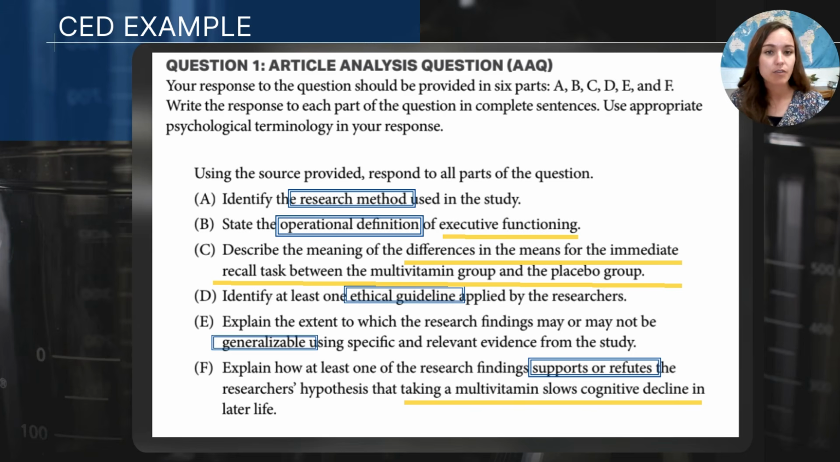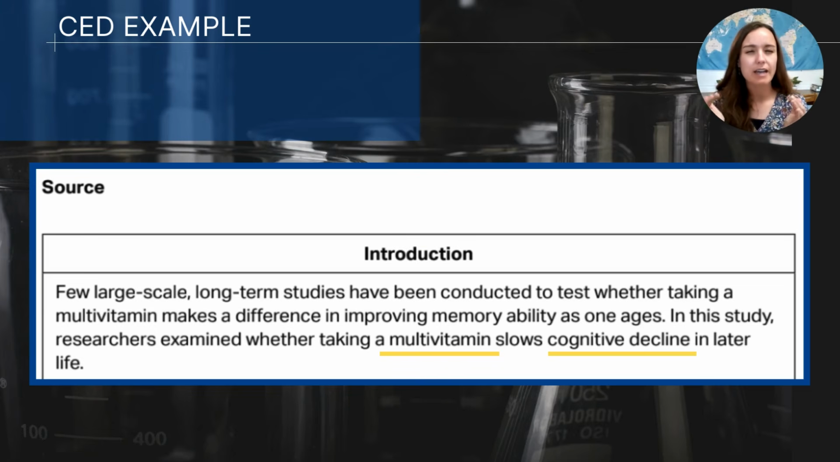Part D says, identify at least one ethical guideline applied by the researchers. Part E says explain the extent to which the research findings may or may not be generalizable using specific and relevant evidence from the study. And Part F says explain how at least one of the research findings supports or refutes the researcher's hypothesis. And they're actually telling us the hypothesis here, which is taking a multivitamin slows cognitive decline later in life. Okay, so let's keep all of those tasks in mind as we read through this research study.